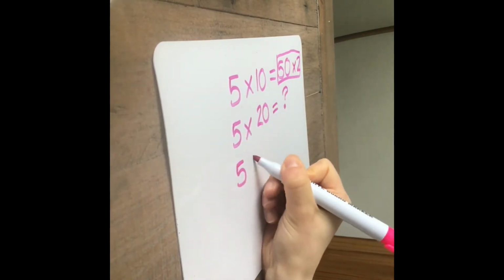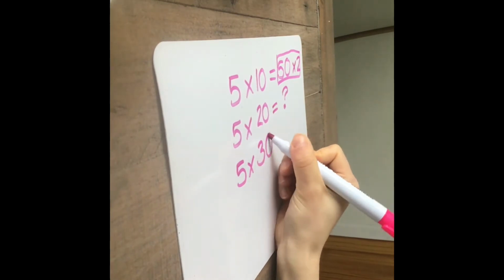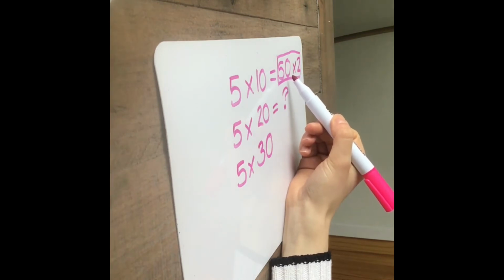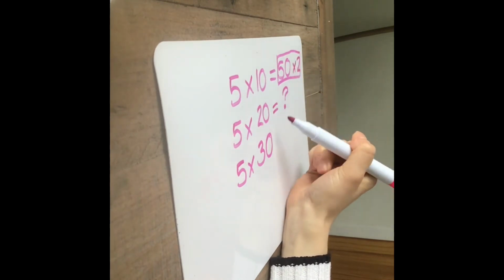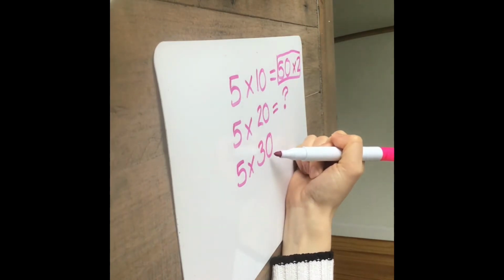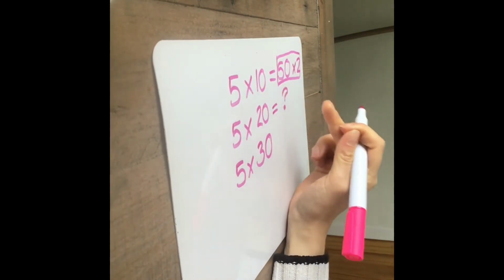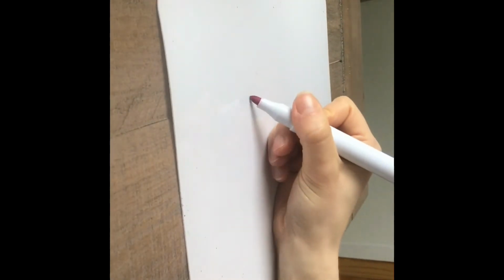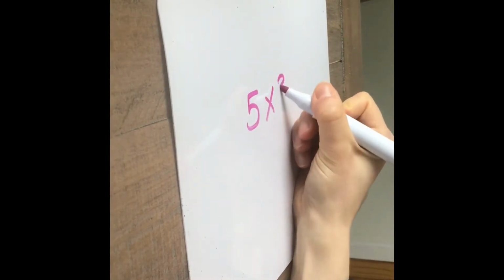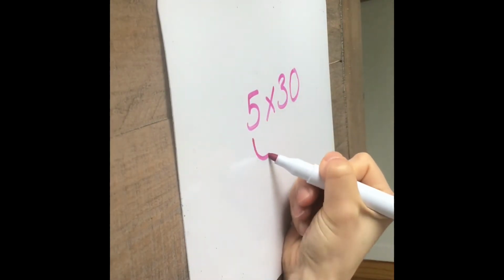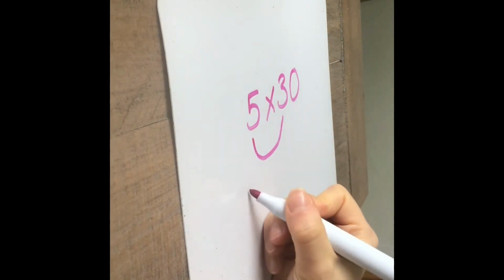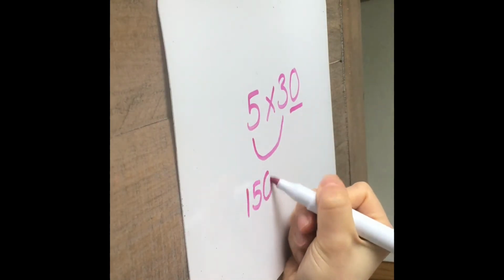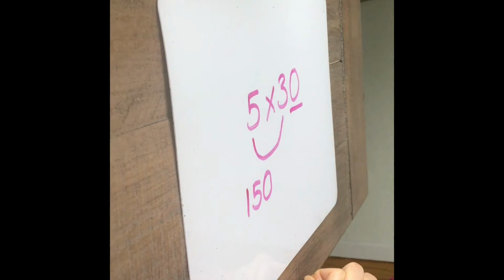And if we were to multiply by 30, then it would be 3 times our amount of 50. So 3 times 50, because 30 is 3 lots of 10. So I'm going to show you, using the SMILE method, how you work that out. So 5 times 30. Well, you draw a smile from the 5 to the 3. 5 times 3 is 15. How many zeros have you got? 1. So the answer would be 150.